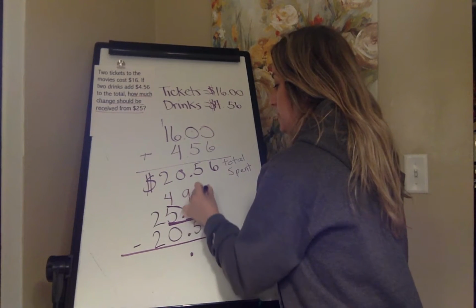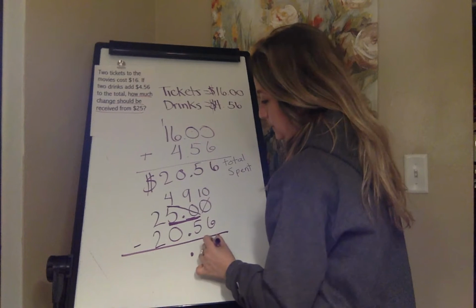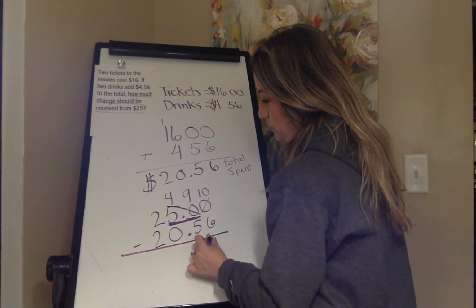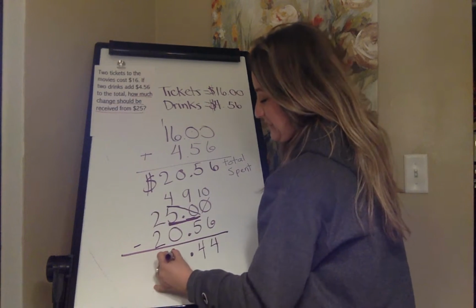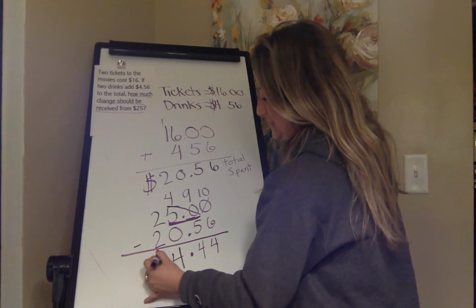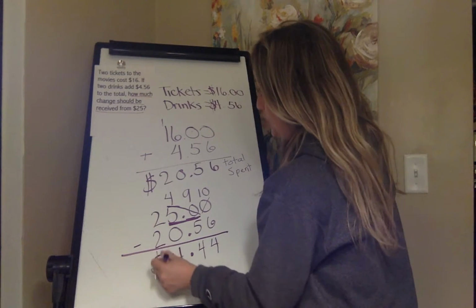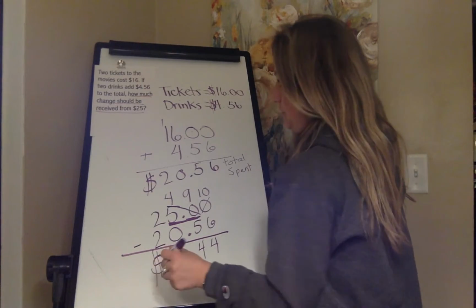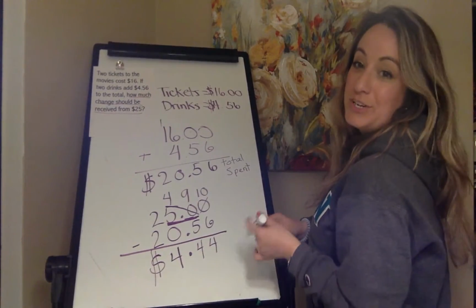This 0 is going to become 10. 10, 9, 8, 7, 6 is 4. 9 minus 5 is also 4. 4 minus 0 is also 4. And 2 minus 2 is 0. So the total change that should be received from that $25 would be $4.44.